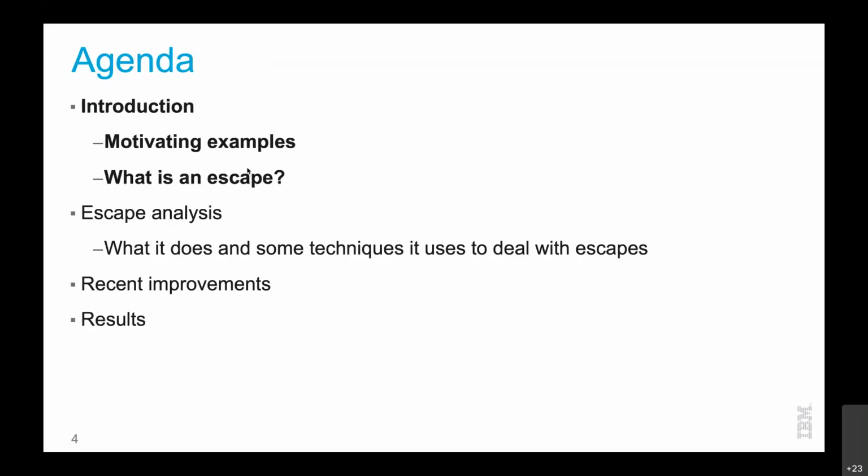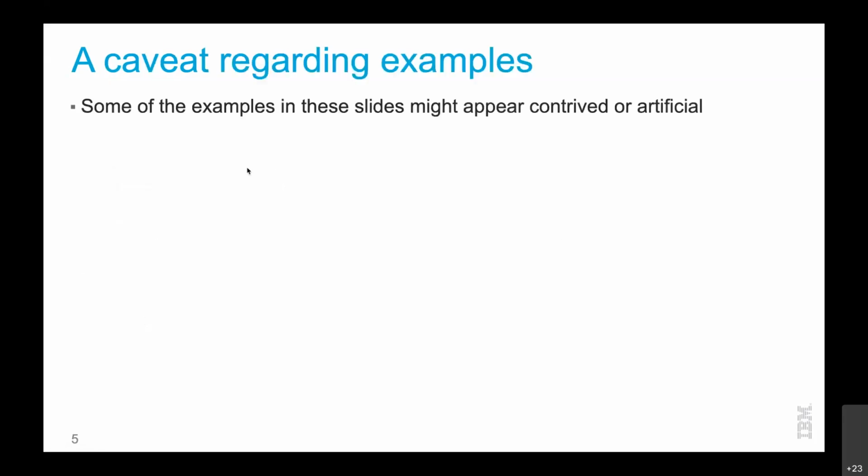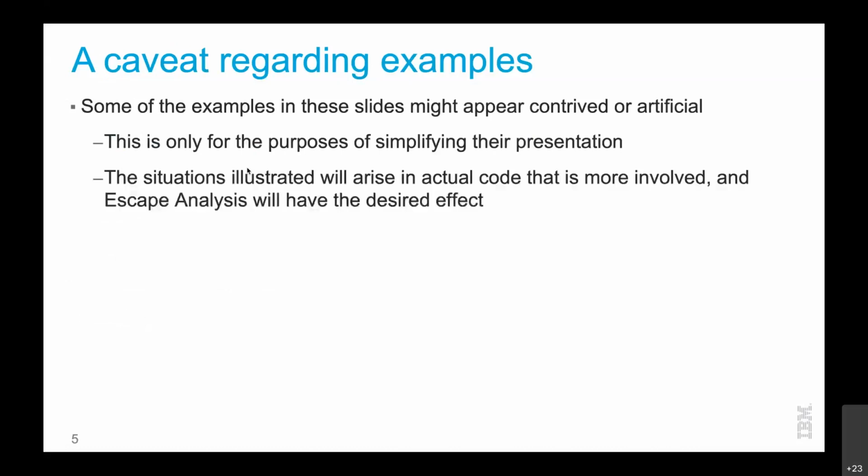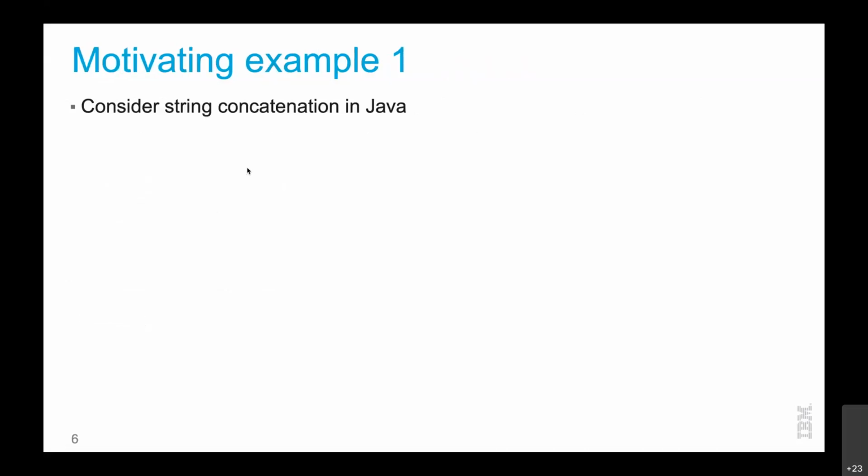Okay, so motivating examples. So just one thing I want to say about the examples that I'll be showing. Some of these examples might appear like they're sort of contrived or artificial, but that's just because they're simplified for the purposes of presentation. But the situations that they describe really arise in actual Java code or byte code that's more involved, and escape analysis will have the effect that we desire.